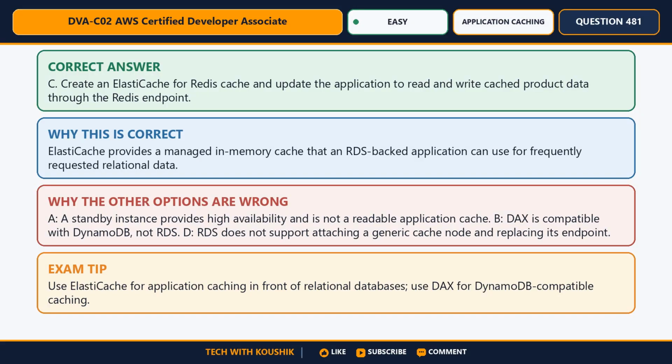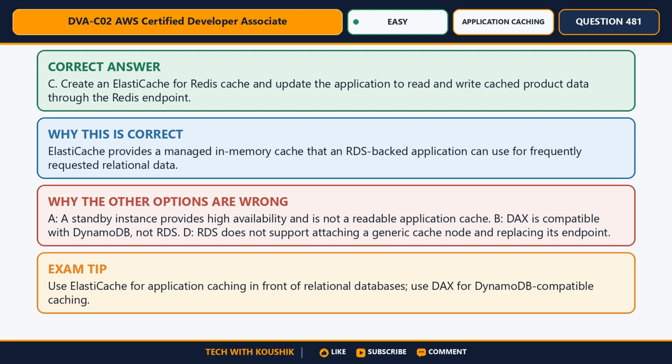The correct answer is C. Create an ElastiCache for the read endpoint cache and update the application to read and write cached product data through the read endpoint. Here is why. ElastiCache provides a managed in-memory cache that an RDS-backed application can use for frequently requested relational data.